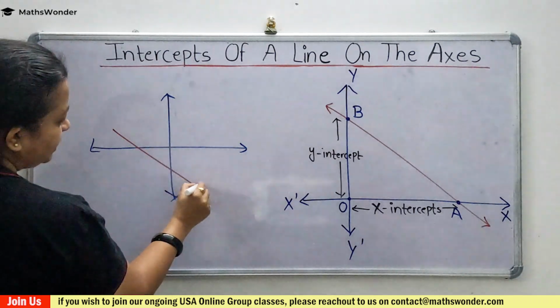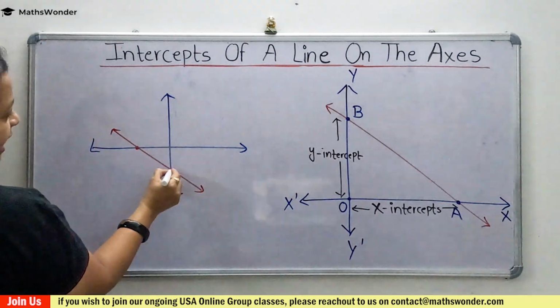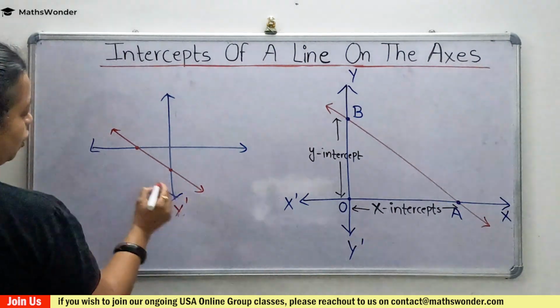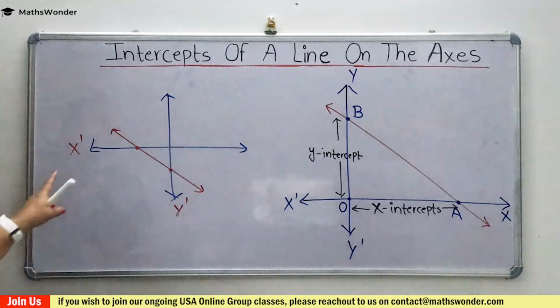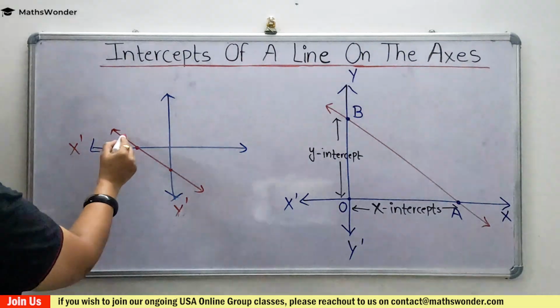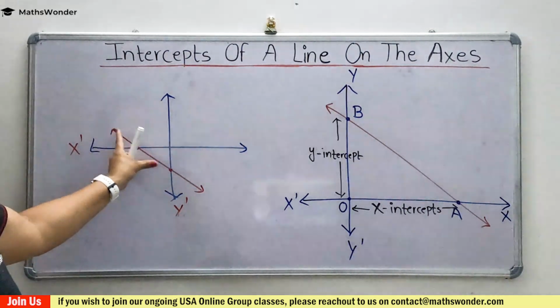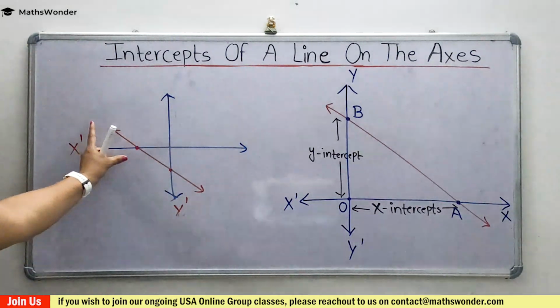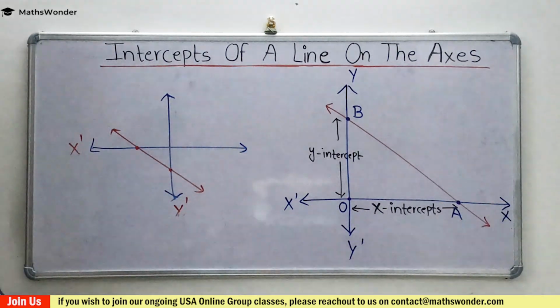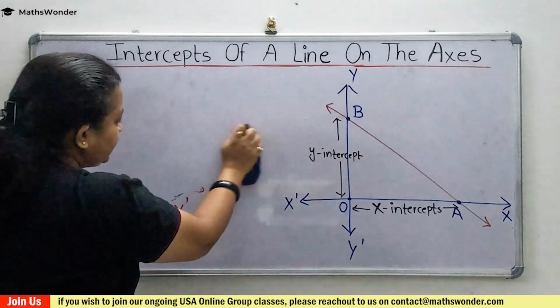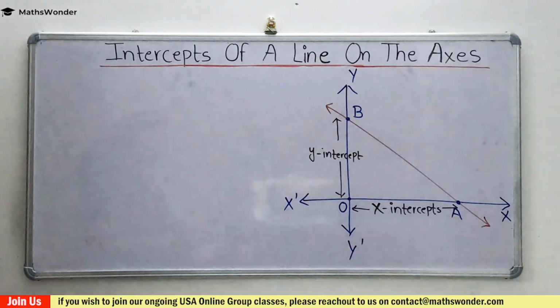Suppose this intercepting line is here, and as you know, this is your negative part, this is your negative part, right? This part is negative according to the integers. When the line intercepts here, then it will give negative values, right? So according to the position, it will give the positive and negative part.